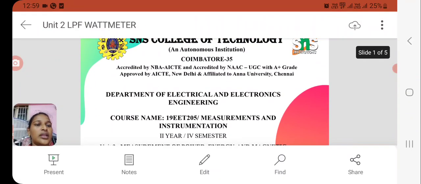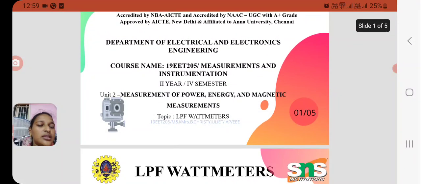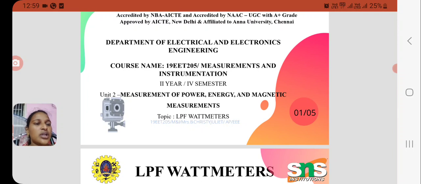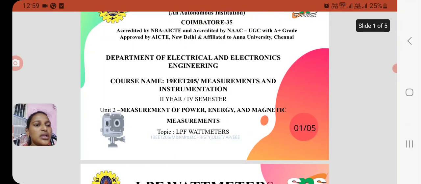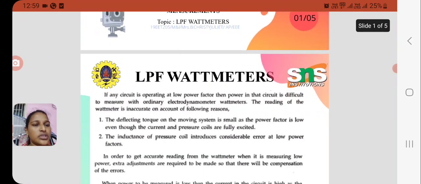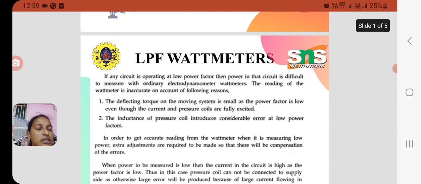So in the couple of videos we have been discussing the topics in unit 2, which deals with the measurement of power, energy and magnetic measurements, and we are now concentrating on power measurements. Last class we saw EDM type wattmeters, which are capable of measuring high powers and high power factor loads.